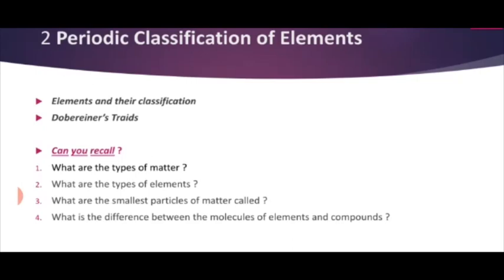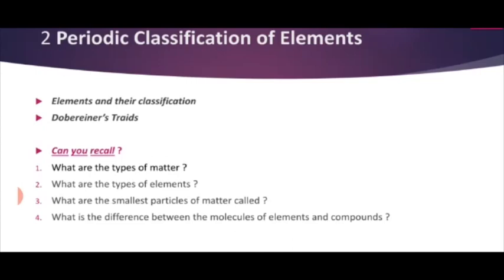Metal examples are silver and gold. Non-metals are gaseous, like nitrogen, oxygen, carbon. Some elements show the properties of metals as well as non-metals, that is known as metalloids, for example arsenic and mercury. Now the third question: what is the smallest particle of matter called? The smallest particle of matter is called the atom.